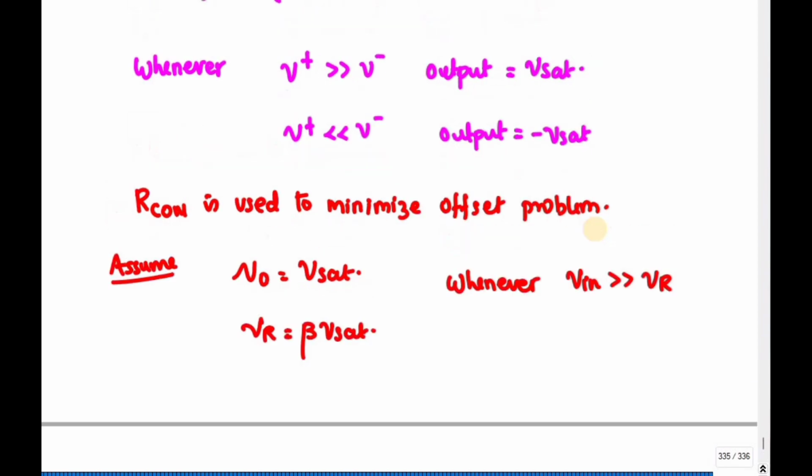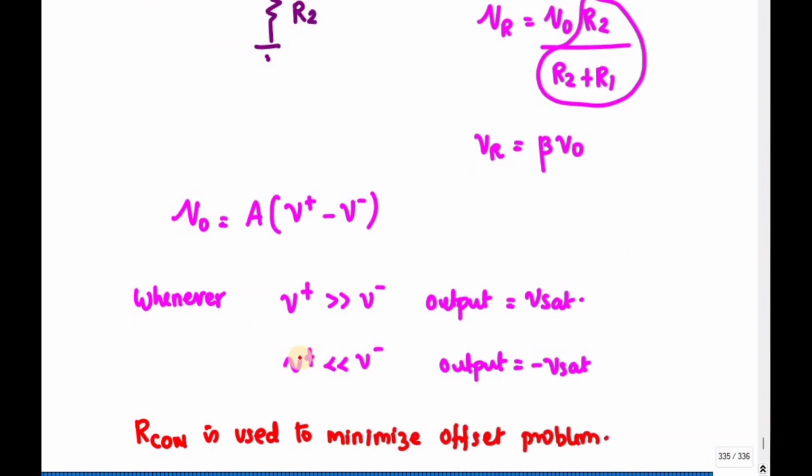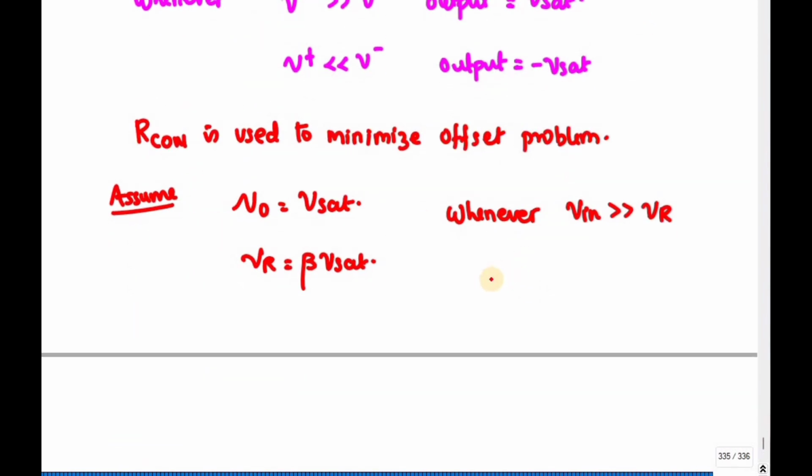Now V in is given to the negative terminal. If the negative terminal is more than the positive value, V naught goes to minus V sat. So now the output goes to minus V sat. I can write this beta V sat value as VUT, the upper threshold voltage.